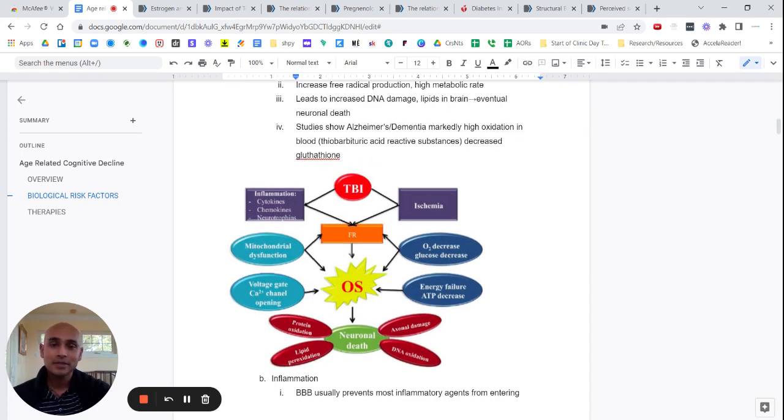And there have been several studies that have shown that patients who have Alzheimer's disease or dementia tend to have byproducts of oxidation, thiobarbituric acid reactive substances. They seem to have high levels of these and decreased levels of glutathione. So whatever you can do to reduce oxidative damage may help reduce the risk of you developing these disorders.